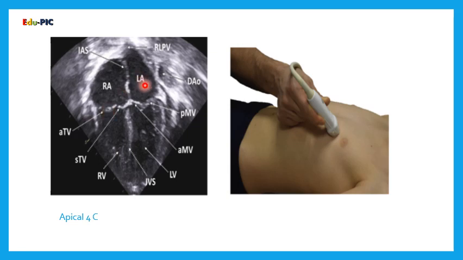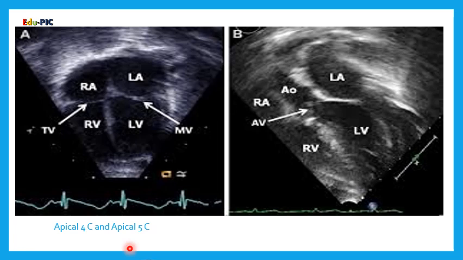So this is the four-chamber view: left atrium, right atrium, and interatrial septum. And this is the left ventricle, right ventricle. This is the mitral valve, tricuspid valve, and this is the interventricular septum. This is the descending aorta, and this is the right lower pulmonary vein. Then when you angulate from the four-chamber slightly anterior, you can get the five-chamber view. In the five-chamber, you can see the aortic valve and the left ventricular outflow tract with the first part of the aorta, which is the ascending aorta.